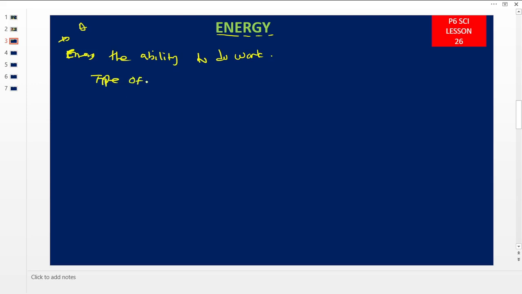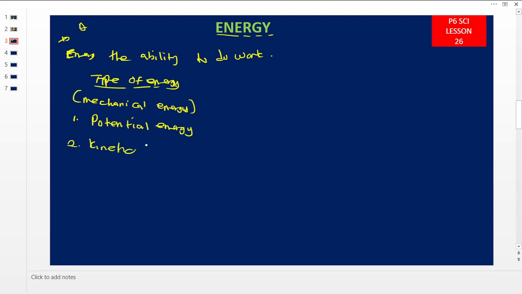So we have what we call types of energy, and there are only two. And these types of energy, we can term them as the mechanical energies. One, we have what we call the potential energy. And two, we have another type called the kinetic energy.